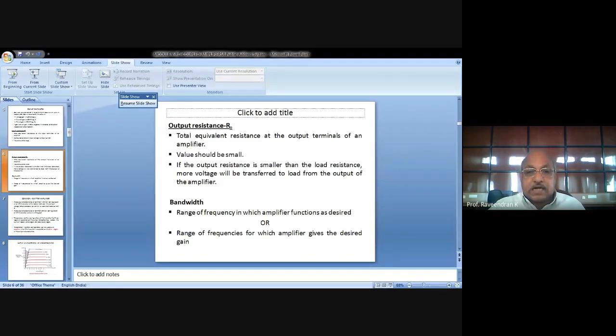Now, to fix the operating point at the middle of the active region of the transistor, we need a biasing circuit. That is the need of the biasing circuit. So, we will discuss the need of the biasing circuit. What is essentially the need of the biasing circuit? The first need is to fix the operating point at the middle of the active region. The second need is to stabilize the collector current against temperature variation.